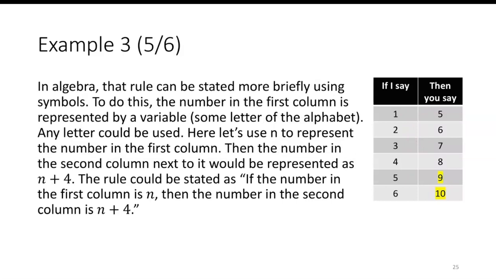In algebra, that rule can be stated more briefly using symbols. To do this, the number in the first column is represented by a variable, usually some letter of the alphabet. Any letter can be used, but we'll use N or X. Here let's use N to represent the number in the first column. Then the number in the second column next to it would be represented as N plus 4. The rule could be stated as, if the number in the first column is N, then the number in the second column is N plus 4.